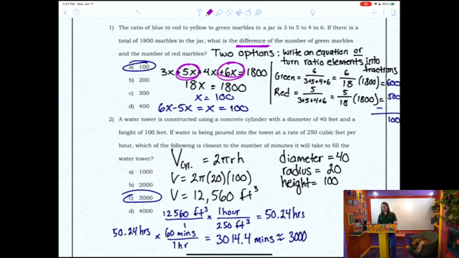We can do the same process for the red marbles. The red marbles were represented by a ratio element of 5. So the fraction of the jar that is red marbles, I should say, is 5/18 of the entire jar. So 5/18 times 1800 will give you 500. 600 minus 500 is 100.